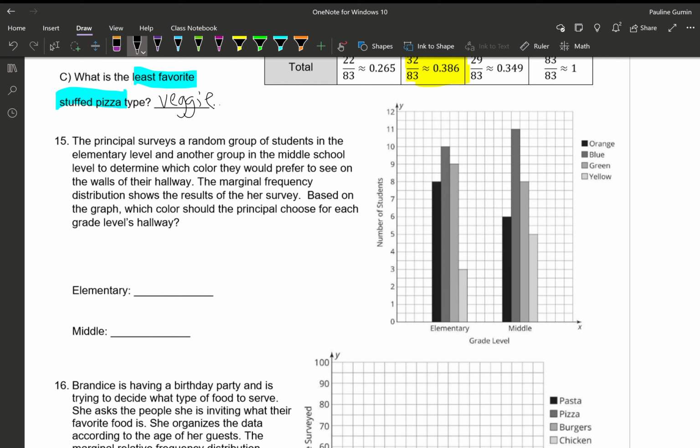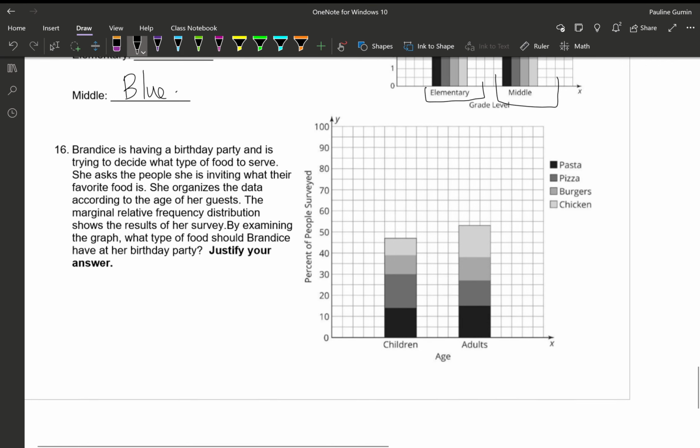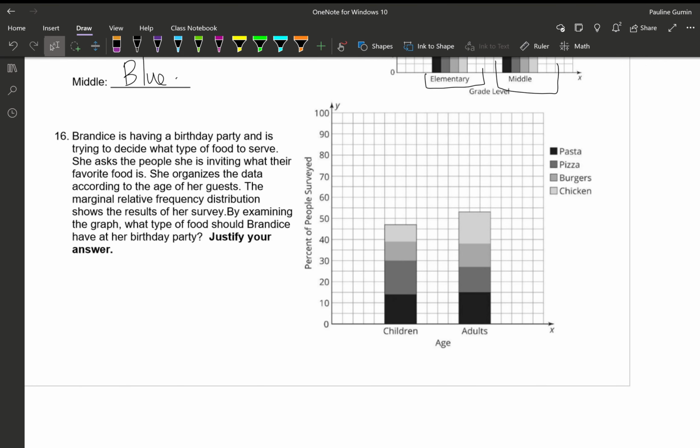All right, so elementary is this first group of bars, and it looks like this one here is the tallest, and that is blue. So blue for elementary. Now we look at middle school, and it looks like this one is the tallest, blue again. Well, that's nice. Maybe they can get a deal on blue paint if they buy lots of it for both schools. All right, last one.